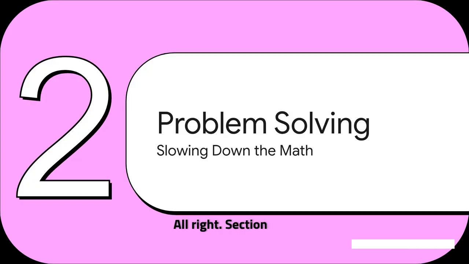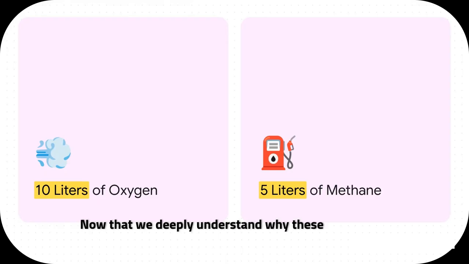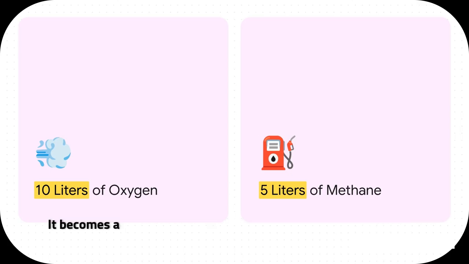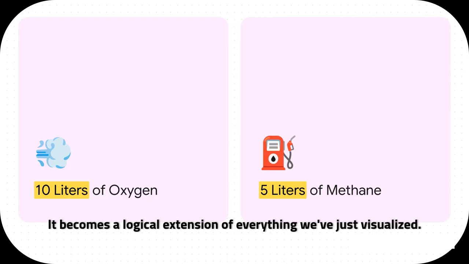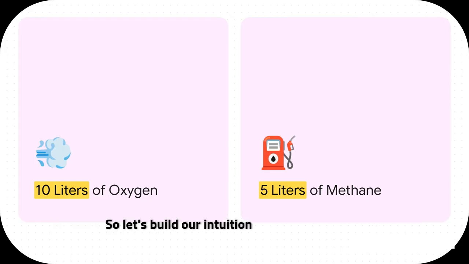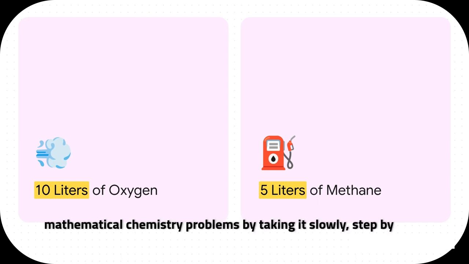All right, Section 2, Step-by-Step Problem Solving. Let's slow down the math. Now that we deeply understand why these rules exist, the math isn't something you just have to blindly memorize. It becomes a logical extension of everything we've just visualized. So let's build our intuition for actually solving mathematical chemistry problems by taking it slowly, step by step.